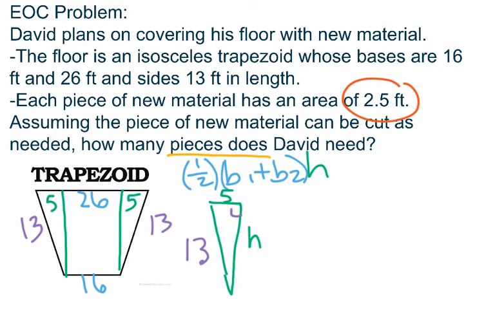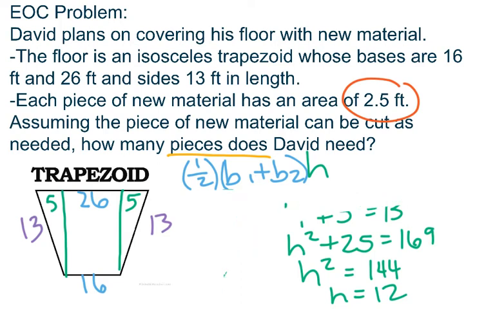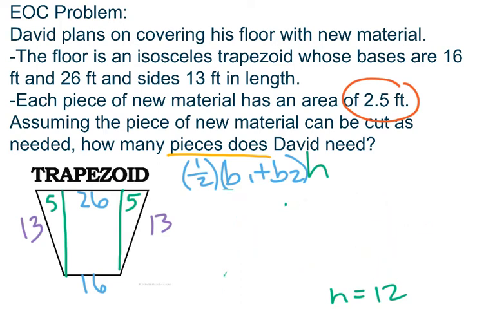So the Pythagorean theorem says h squared plus 5 squared has to give me 13 squared. So h squared plus 25 has to equal 169. If I subtract 25 from both sides, I get 144, and then the square root of 144 is 12. So now I know what the height of that trapezoid is. I'm going to erase this just so I can have a little bit more room, but I now know that the height is 12, and I also know what the two bases are.